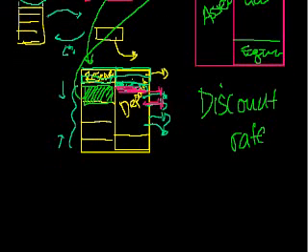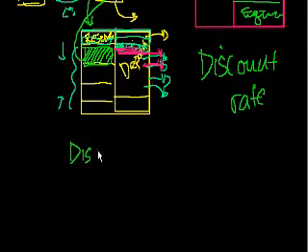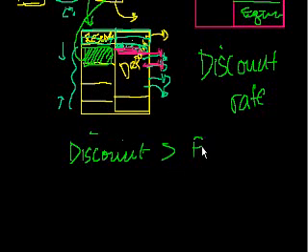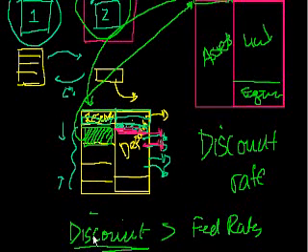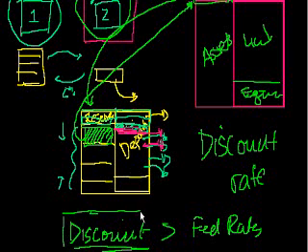And in general, the discount rate tends to be higher than the federal funds rate. In fact, it always is, right? Because if the discount rate was less than the federal funds rate, then you'd always have people using the discount window all of the time instead of borrowing from each other. But we'll see in future videos that when times get tough, this gets used a lot more.